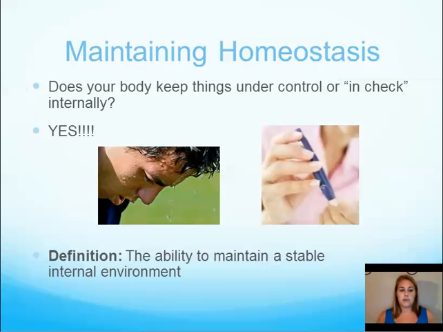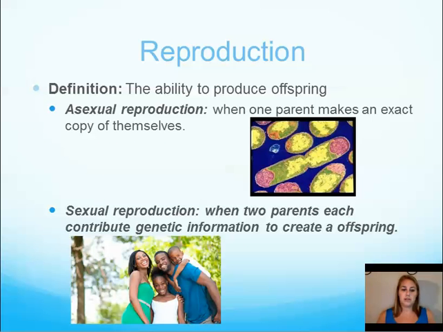The next one is reproduction, and that's the ability to produce offspring. There are 2 ways that organisms can reproduce. The first is asexual reproduction, and this is when one parent makes an exact copy of themselves, an identical copy. An example of an organism that does this is bacteria. The second is sexual reproduction, when 2 parents each contribute genetic information to create an offspring. So, your parents creating you.